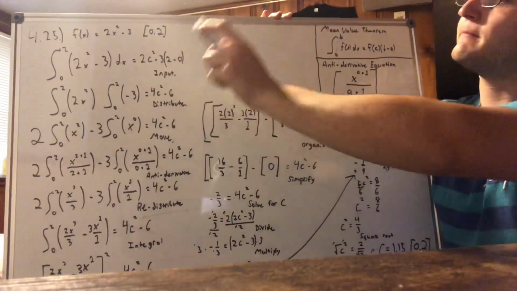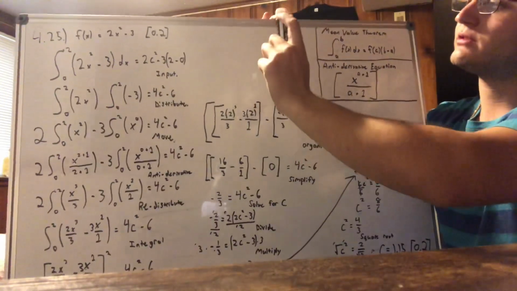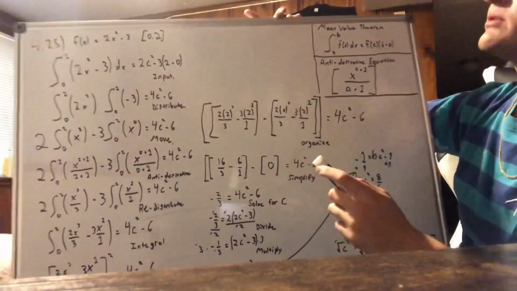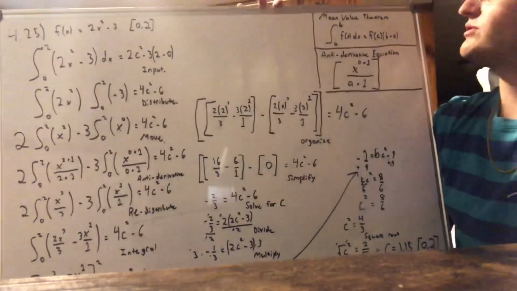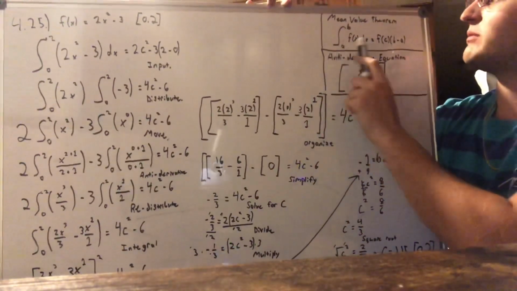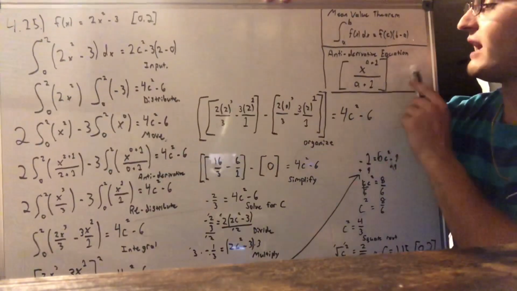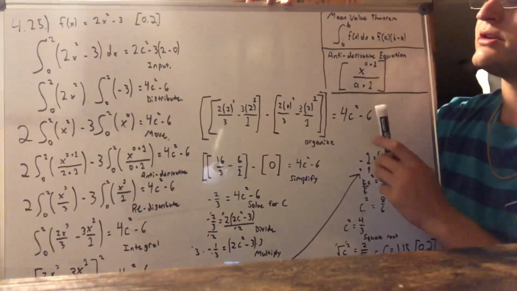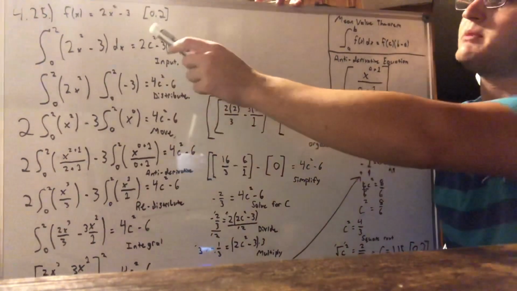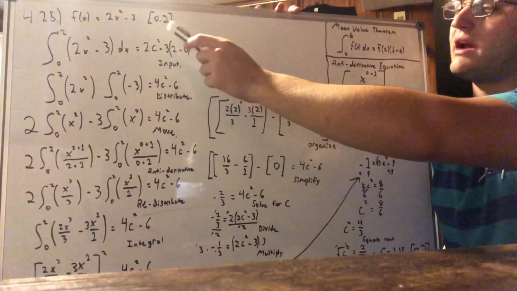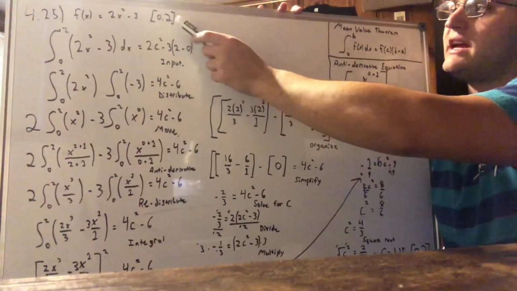Problem 4.25: f of x equals 2x squared minus 3, and our range is 0 to 2. For this problem, we're going to be using the mean value theorem and the antiderivative equation. So first off, I input our f of x and our b and a values.